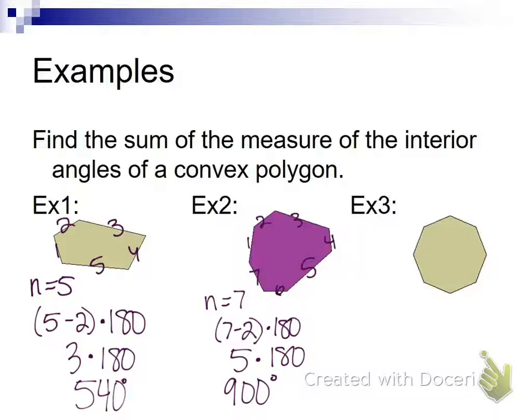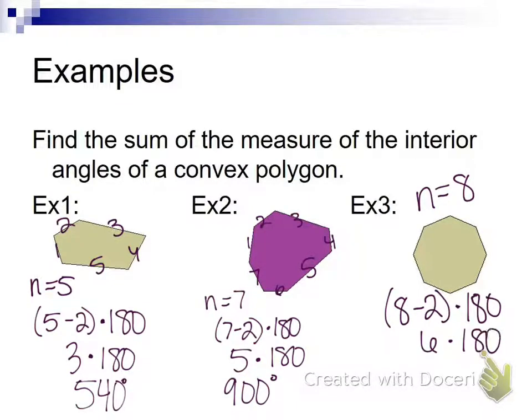All right, on example 3, how many sides? 8, n is equal to 8. So we take 8 minus 2, which is 6, times 180. 1080 degrees. Easy enough? Questions, concerns about it? Need more time with it?